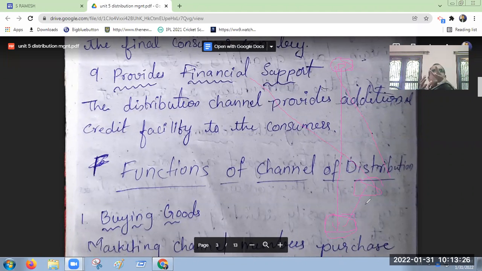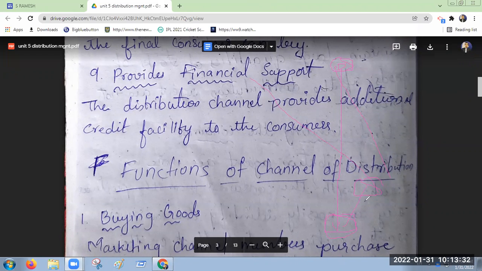He will acquire financial support from banks and other financial institutions, friends and relatives. He can take their help. Whereas customers require financial support directly from the channels of distribution. So that financial support is provided by the channels of distribution.